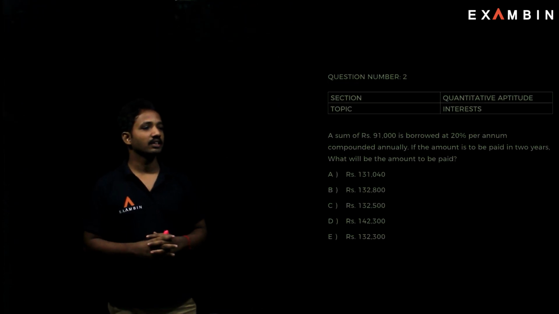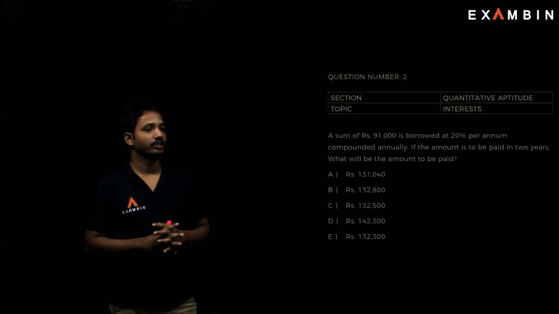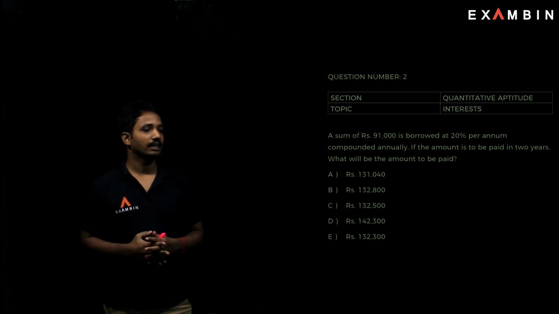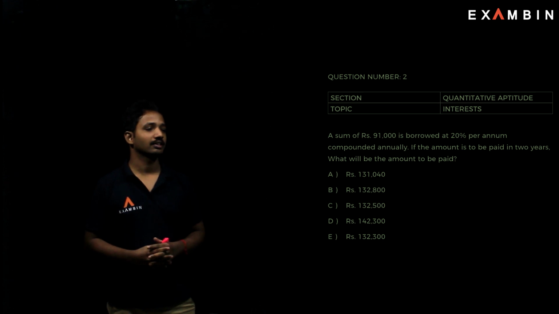The question given is, a sum of 91,000 rupees is borrowed at 20% per annum, compounded annually. If the amount is to be paid in 2 years, what will be the total amount to be paid? Options are 1,31,040, 1,32,800, 1,32,500, 1,42,300, 1,32,300.